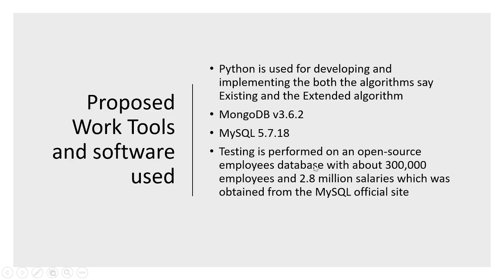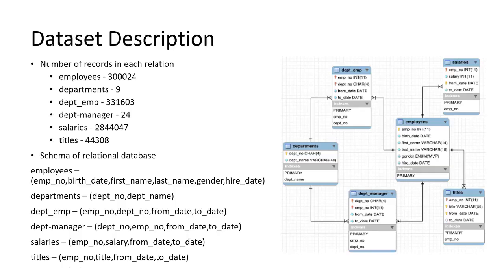For implementing both algorithms, we used Python, MongoDB version 3.6.2 and MySQL version 5.7.18. To test the data migration from MySQL to MongoDB, we took a dataset which contained approximately 3 million records. It was obtained from the MySQL official site. This is a description of our dataset and the schema of our relational database.